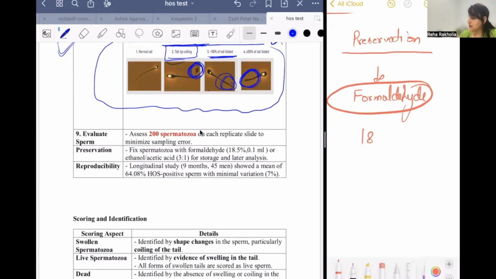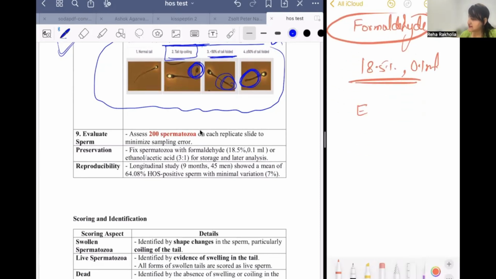Formaldehyde 18.5%, 0.1 ml, or an ethanol/acetic acid 3:1 mixture, so that we can see it later. Okay.